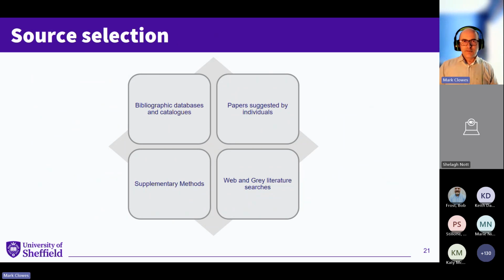And I've talked mainly about the search itself rather than where you might be searching, but it's worth noting that with qualitative reviews, you probably want to go beyond the traditional bibliographic databases. You probably want to think about some of these other methods of finding information, whether that's expert input, people suggesting papers, supplementary methods such as citation searching, or web and grey literature searching.